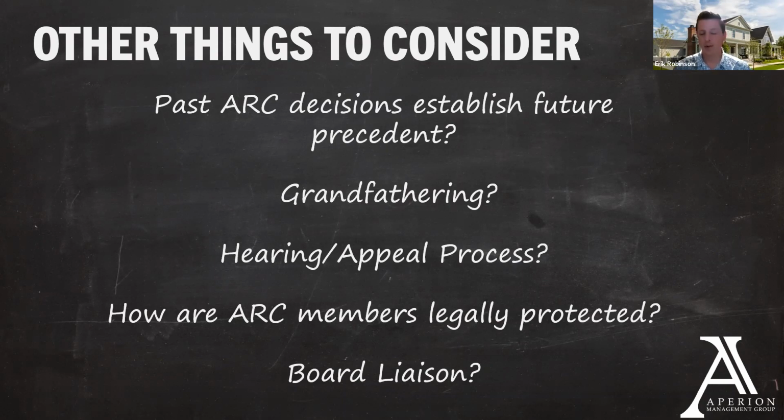Unless there's a really, really good reason to overturn the ARC's decision, like they're just blatantly wrong in what they've decided, I've always seen a board back up their committee members and generally hold the decision, because if you have a board overturning ARC decisions, that's going to lose the ARC credibility and confidence for anything going on in the future. But make sure that there's a process laid out.